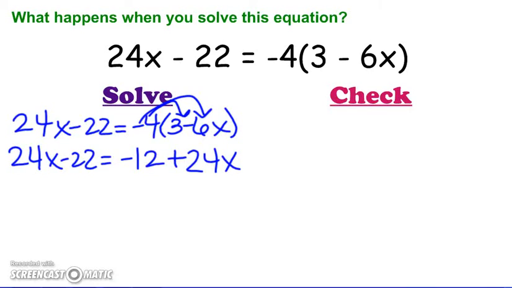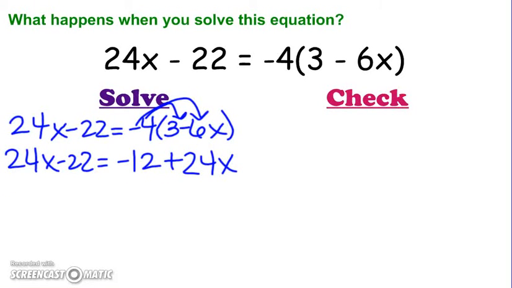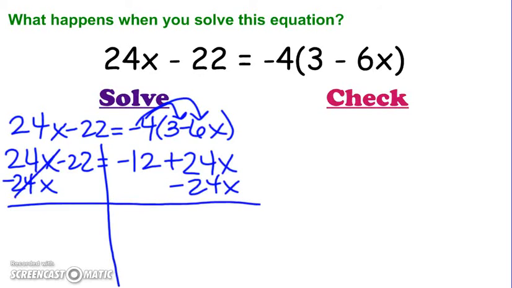Notice that we need all variables on one side and constants on the other. So first move your variable. It doesn't matter which variable you move because they're both positive 24x's. So we're going to move this one. Minus 24x, minus 24x. You notice that you're left with no variables. You also notice that your two answers on either side of the equal sign are different. And since they're not equivalent, there's no way for us to check.